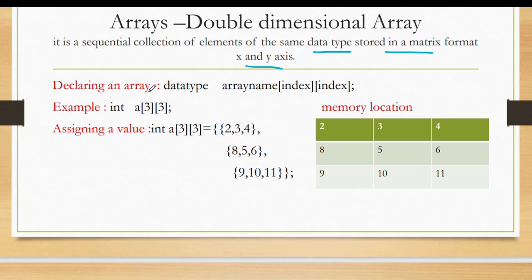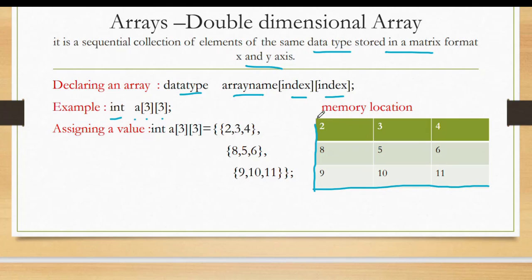Declaring the array is data type, array name and 2 indexes are specified. So a of 3 cross 3. For example, int a of 3 3. The memory location is designed like this: first row, first column; second row, second column; third row, third column. So first row, first column, what is the element? 2. And first row, second column is 3.